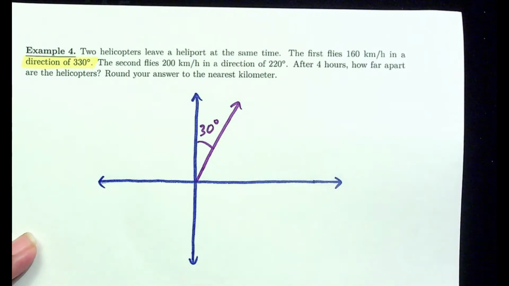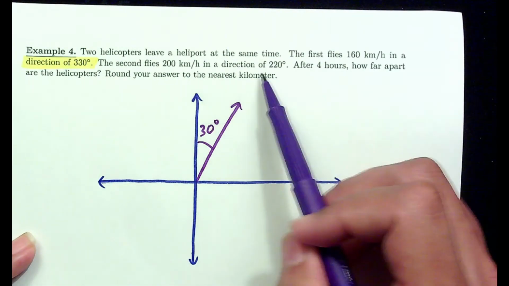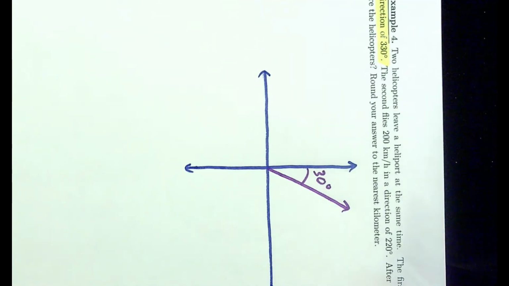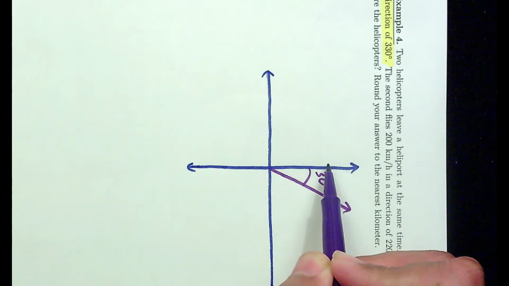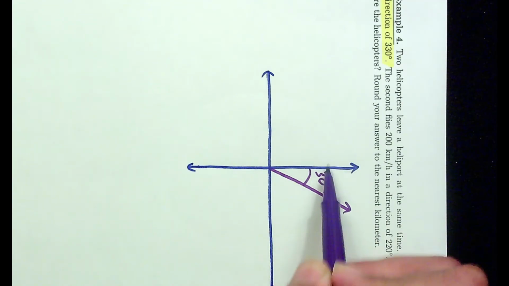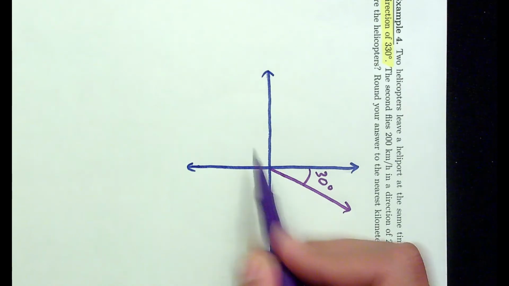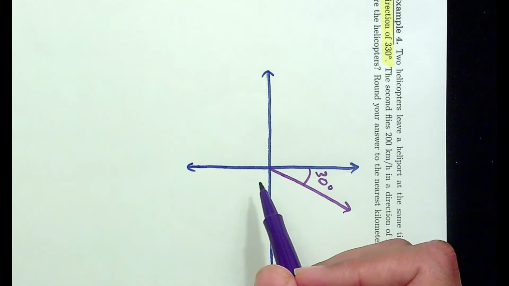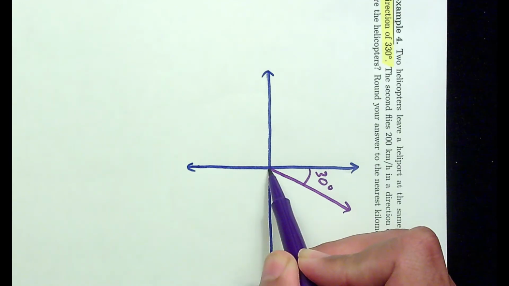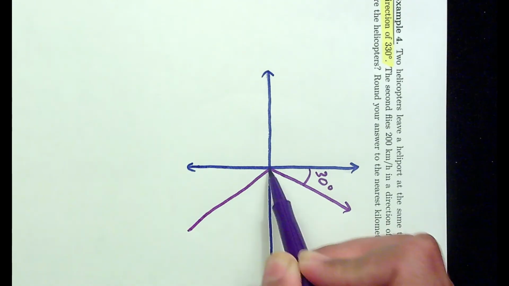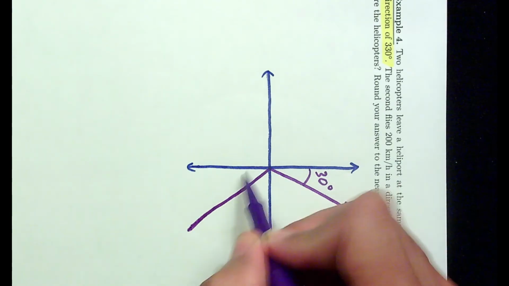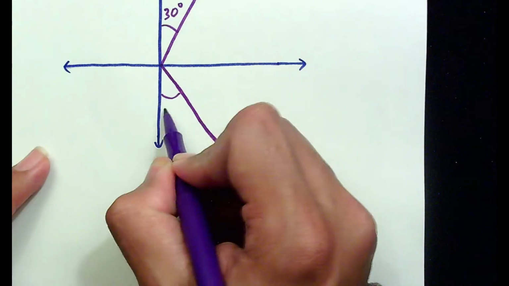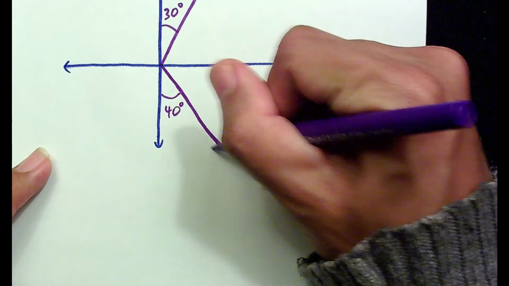Now let's draw a picture for the other helicopter. The other helicopter flies in a direction of 220 degrees. So let's rotate that again and draw 220. Measuring from here, it's a little over 180. So this is 180 here, a little over. Actually, how much over? 220 minus 180 is 40. So about 40 degrees. So you go over 40. That means this right here is 40. So the other helicopter is then flying in that direction.